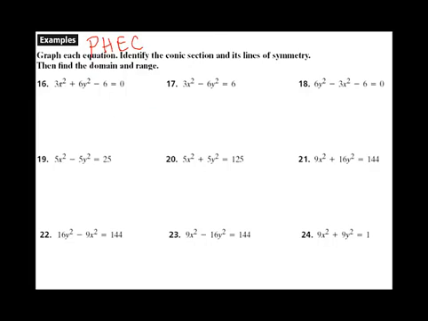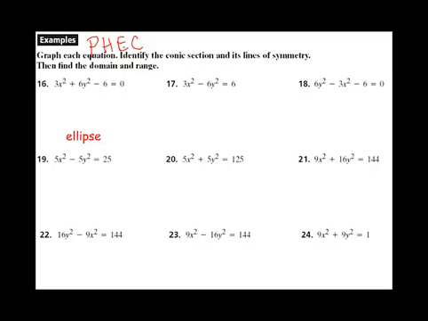Okay, so the first one has two squared variables, so we know it's not going to be a parabola. It has two squared variables, but this one's positive and this one's positive, so that means it's not going to be a hyperbola. Either it's going to be an ellipse or a circle. We have two different coefficients. Different coefficients mean that it's going to be an ellipse. So this one's definitely going to be an ellipse.